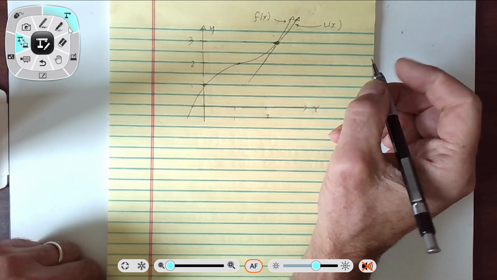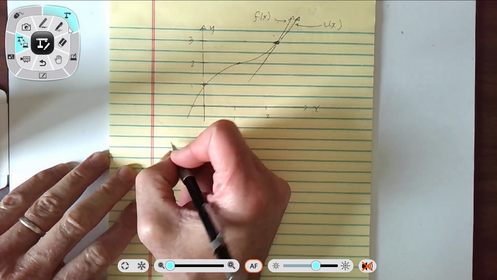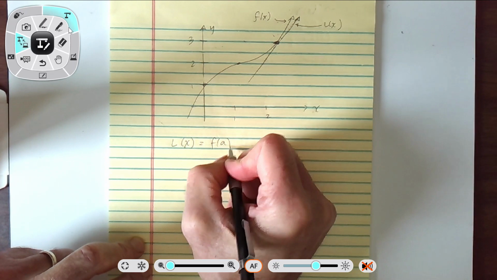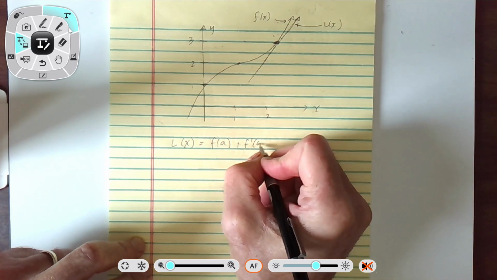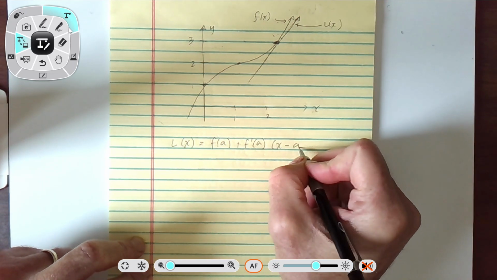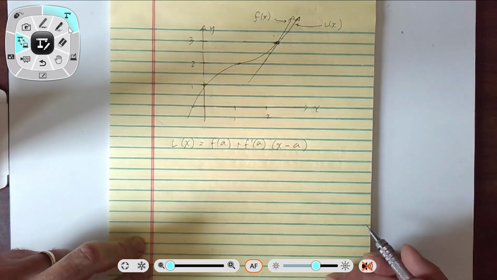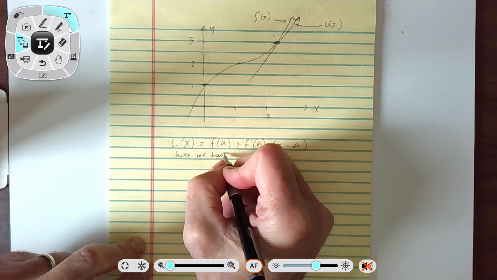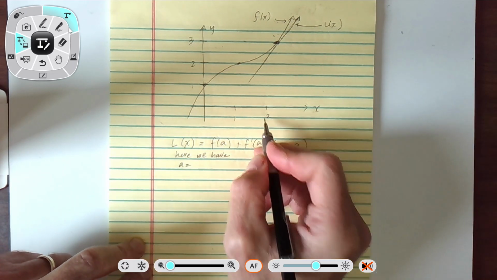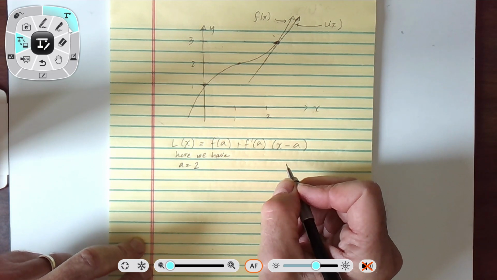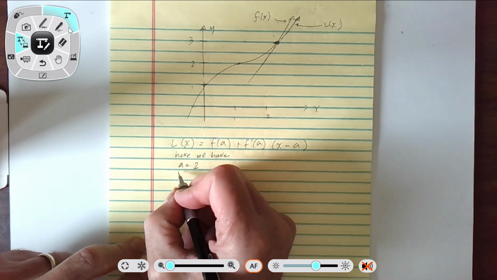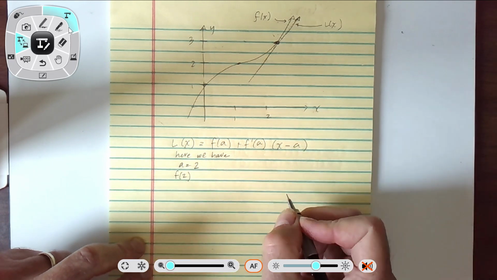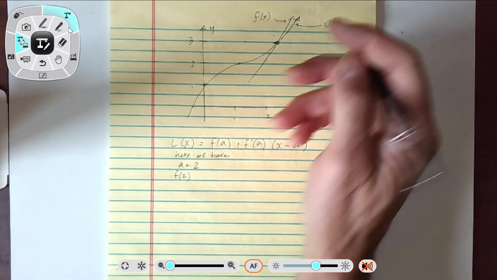But let's go ahead and use the work that we just developed. We know that the local linearization L of x is equal to f of a plus f prime of a, all times x minus a. Generally this is the case. Here a is equal to 2. We'll need to find f of a, so f of 2. I'll plug that into the function itself.